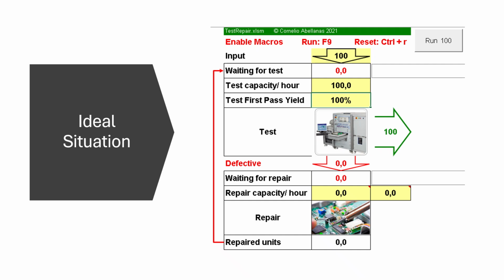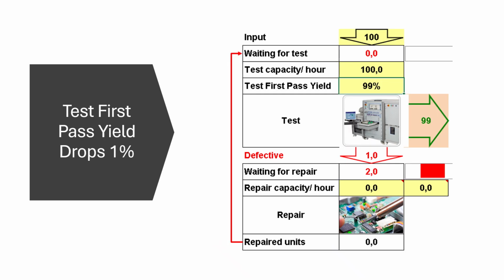This test repair loop is part of a value stream with a throughput of 100 units per hour, takt equals 36 seconds. You need to work out the minimum required test and repair capacities to deliver 100 units each hour. The ideal case is when first pass yield equals 100%. In this case, no repair is necessary, and the required test capacity is just 100, which corresponds to the value stream takt time. Let's assume 1% of the units are failing test, first pass yield equals 99%.